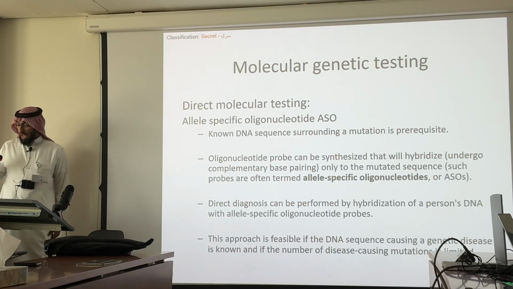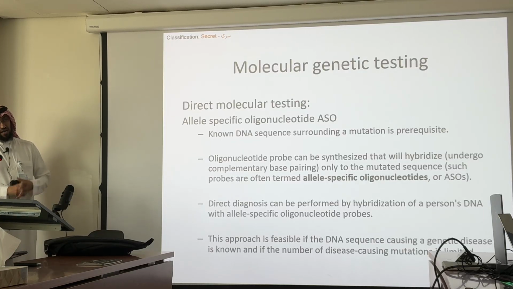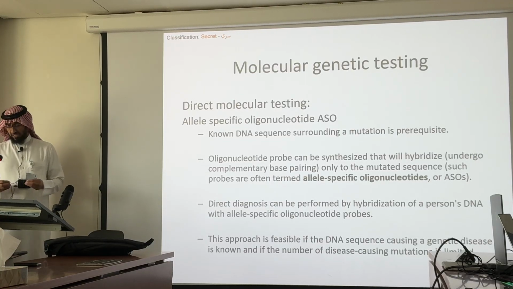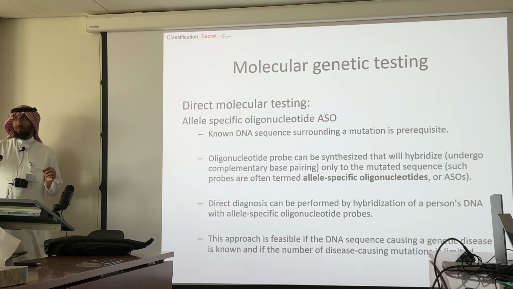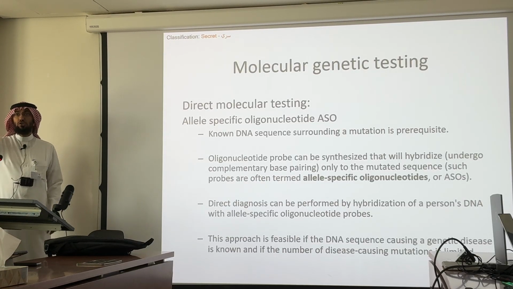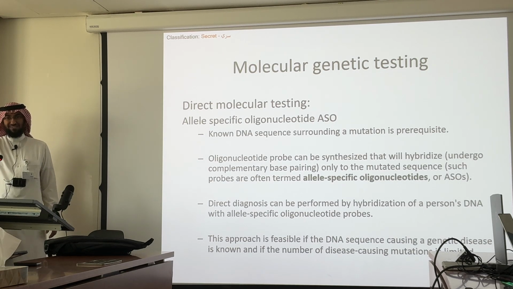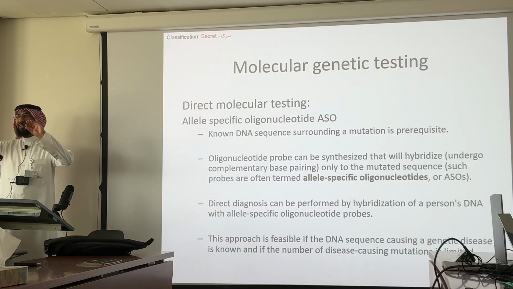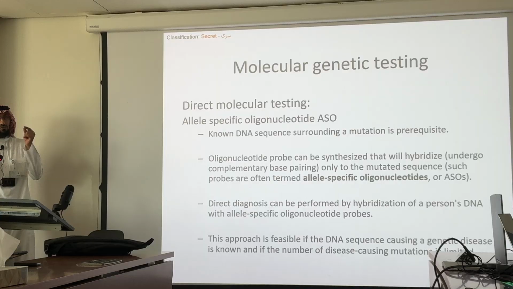So this is indirect. For the direct, we have 2 examples, allele specific oligonucleotide, ASO, and direct sequencing, which is the gold standard. Allele specific oligonucleotide is a technique that you use in a disease that is known to be caused by one mutation and no other mutation. So you don't need to sequence every time. It is only one mutation.